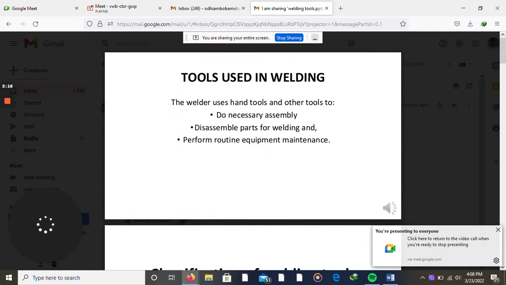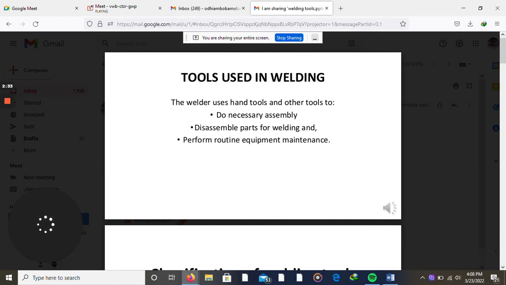Videlis, are you able to see my screen? Yes, I'm able to see it. Can you read what you are seeing? Tools used in welding. And Dennis, are you able to see my screen? No, I'm not seeing your screen. So I think there's a problem of technicalities. Maybe Dennis will give it some time before you see your screen. But because of time, just bear with us, Dennis, and allow us to continue.